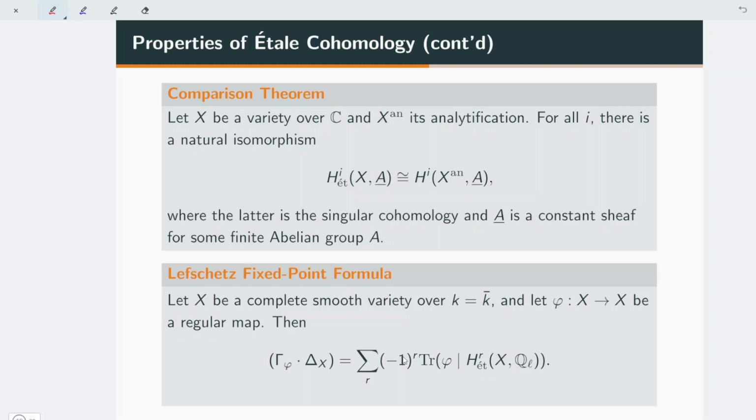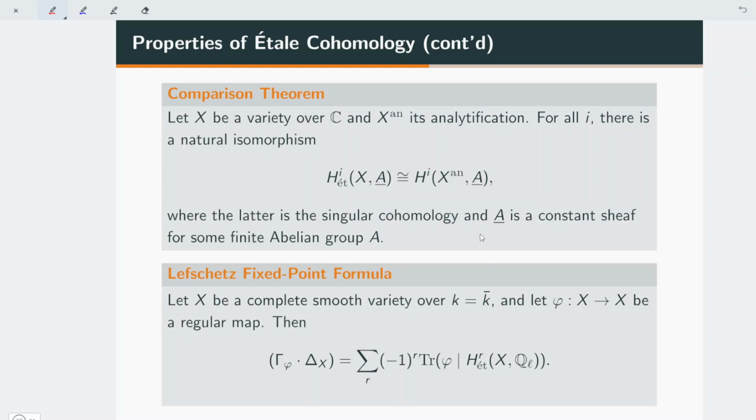So we've got something called the comparison theorem. Let X be a variety over C, and X^an its analytification. I don't know if you've seen that term before. It basically just means, consider X as a topological space, some kind of topological subspace of the complexes. There's a more technical definition you can make if you want.